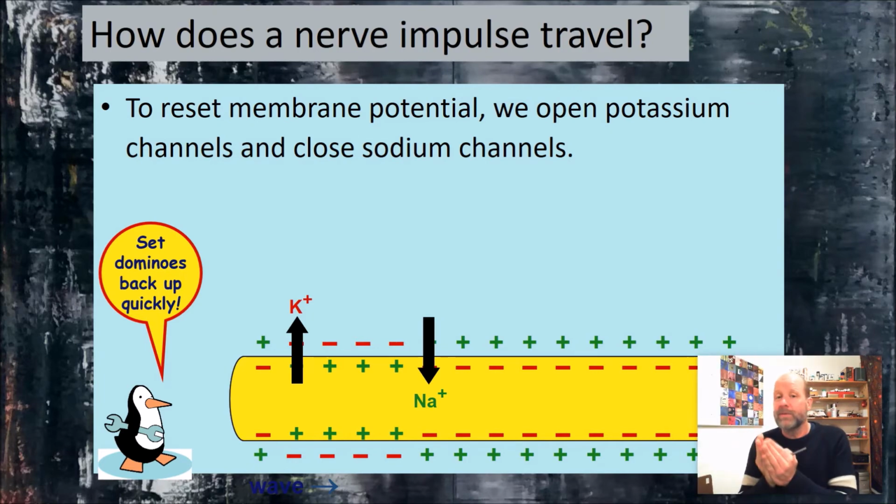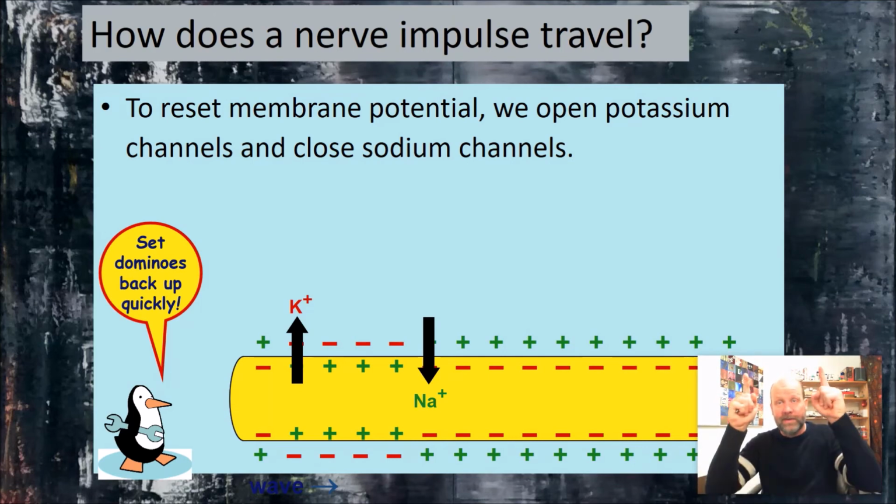But then the sodium channels slam shut at about the same time that the potassium channels open. So now potassium starts leaking out. Sodium's still being pumped out by the pump, always running, right? And so as this potassium runs out and the sodium's being pumped out, it makes it more positive outside and more negative inside. We're resetting the membrane potential. We're putting it back to the negative 70 that it was at before.